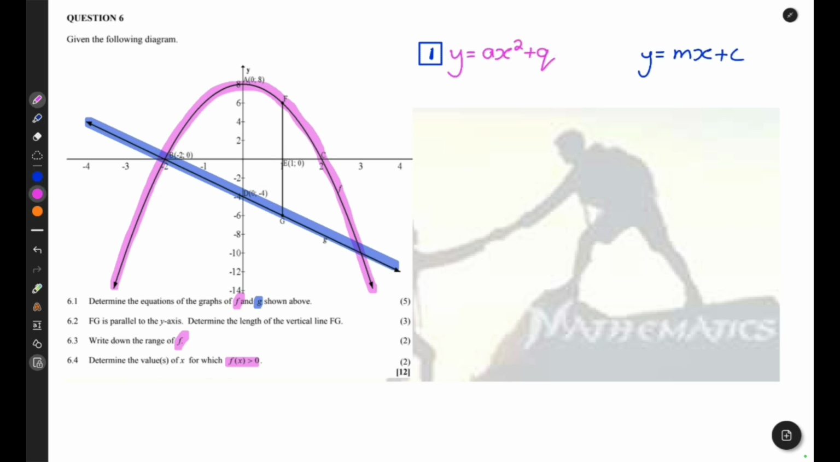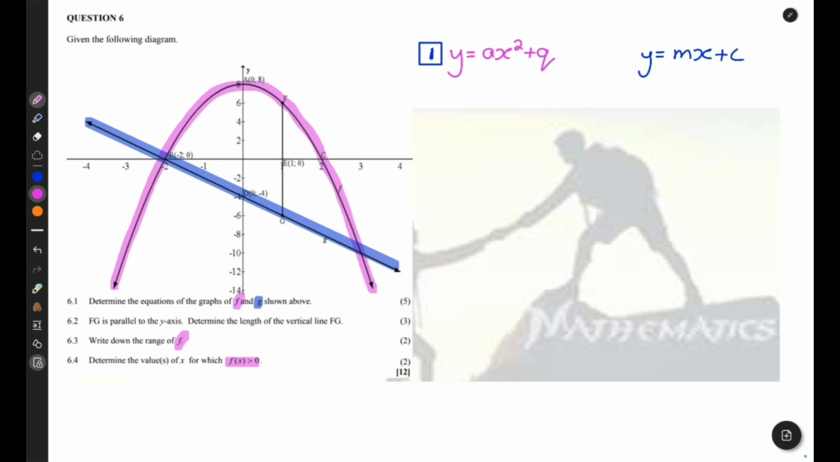Question 6 of the same 2019 paper says, they give me a graph for f and g. I highlighted already, just to save a bit of time. Determine the equation of f and g as shown below for 5 marks. Guys, so extremely important. You must know your base theory to do functions. If you don't, you will not know these two equations, and then you will lose 5 marks, and you won't be able to do any of the other questions.